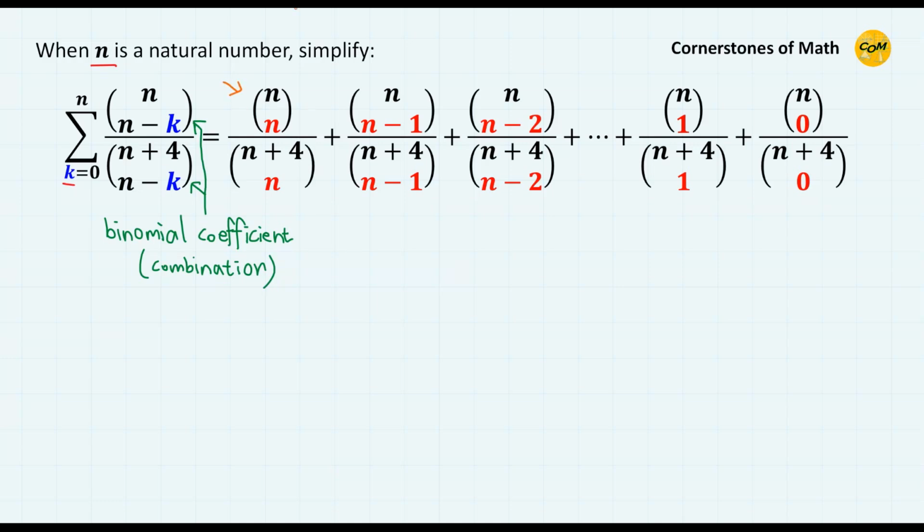So in the numerators, we have n choose n minus 1, n choose n minus 2, and so on, up to n choose 0. And in the denominator, we have n plus 4 choose n, n plus 4 choose n minus 1, n plus 4 choose n minus 2, and so on until n plus 4 choose 0. Alright, let's do this.